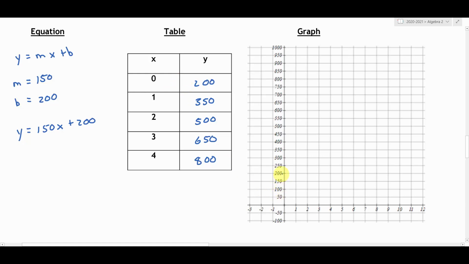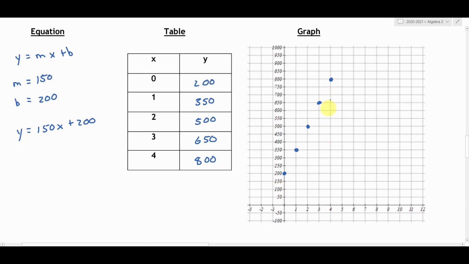I'm going to do 0 and 200, which will be located right here. The next point is at 1 and 350, which is located right here. And then 2 and 500 should be right here. And 3 and 650. And then 4 and 800.